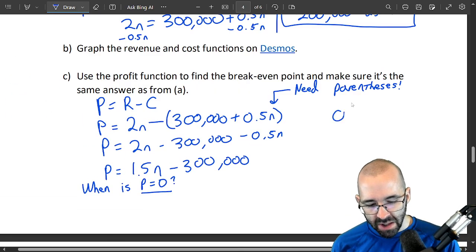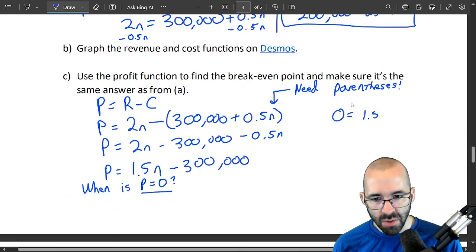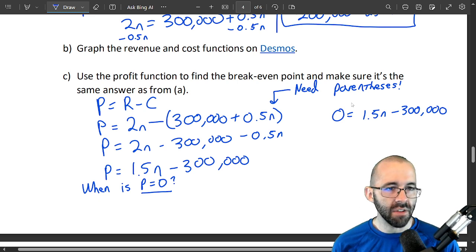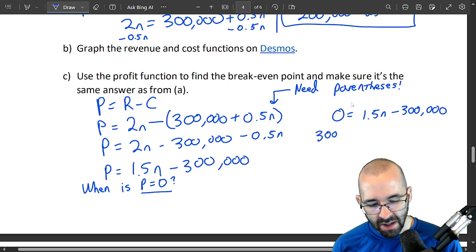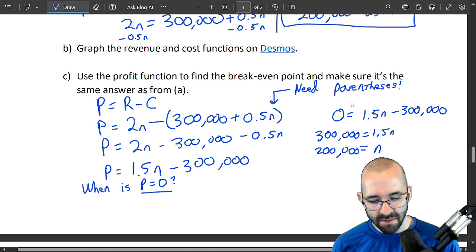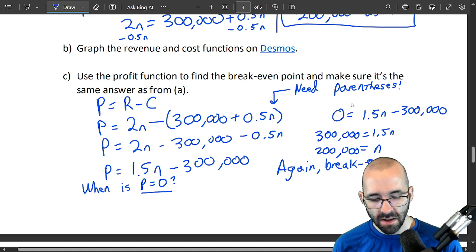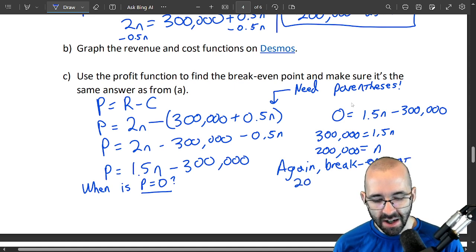So that's going to be when 0 equals 1.5n minus 300K. Solve this equation. Add 300K to both sides. That's 1.5n. Divide both sides just like before, and you'll get 200,000 again. Again, break even at 200,000 users.